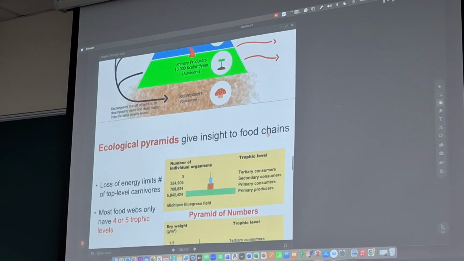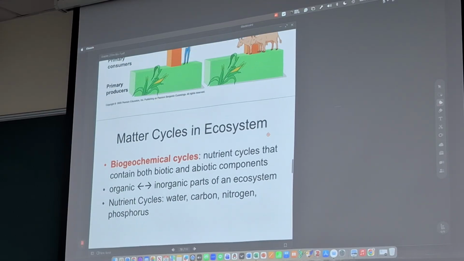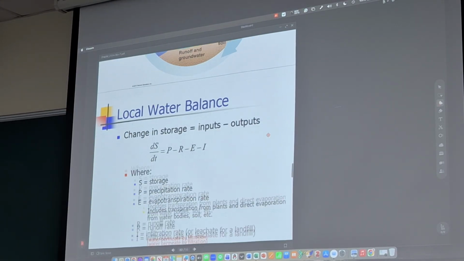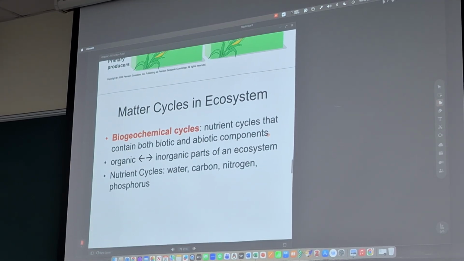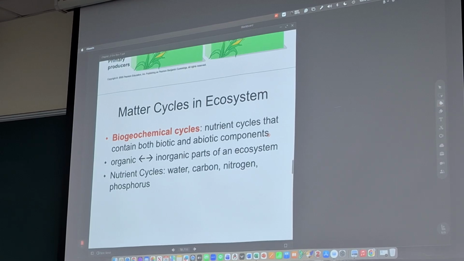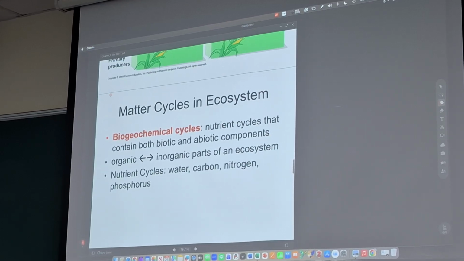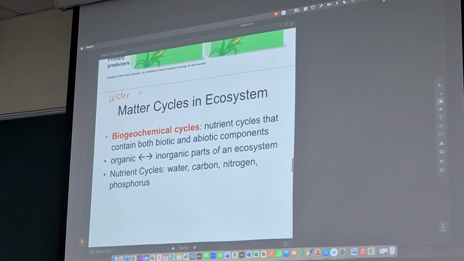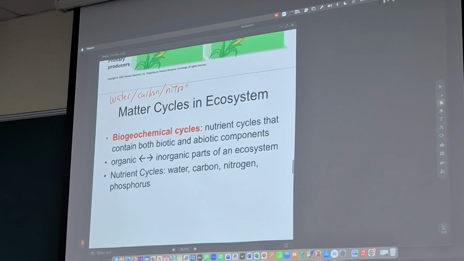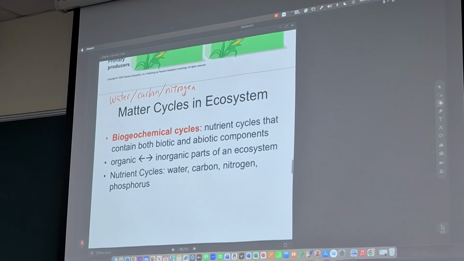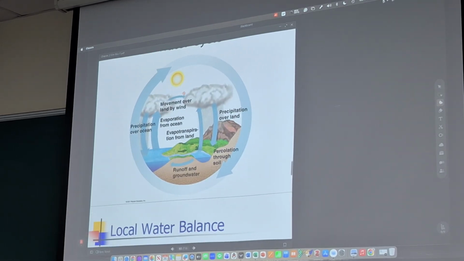Okay, I'm going to skip this. Okay, so let's move on to the matter cycles. The matter cycle includes water, carbon, and nitrogen. Those elements keep cycling in our ecosystem. So this is the water cycle.